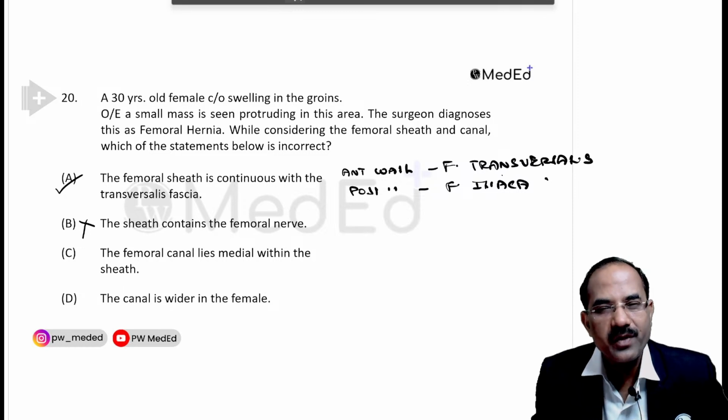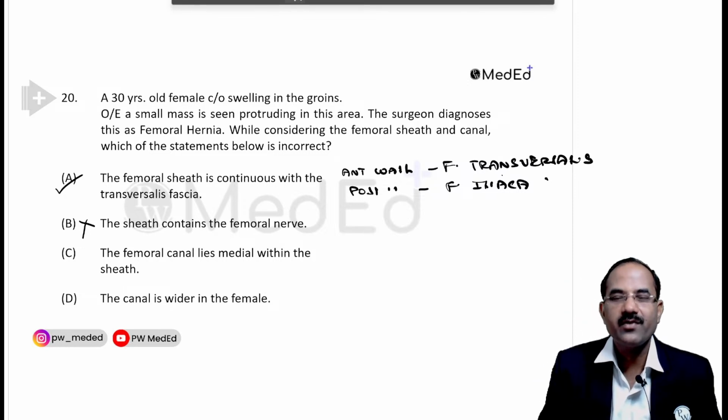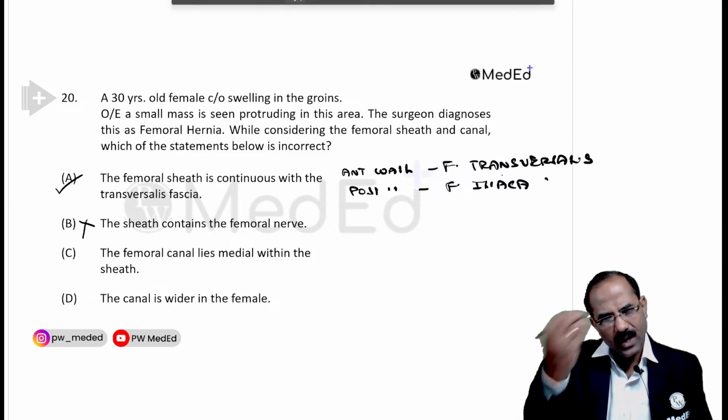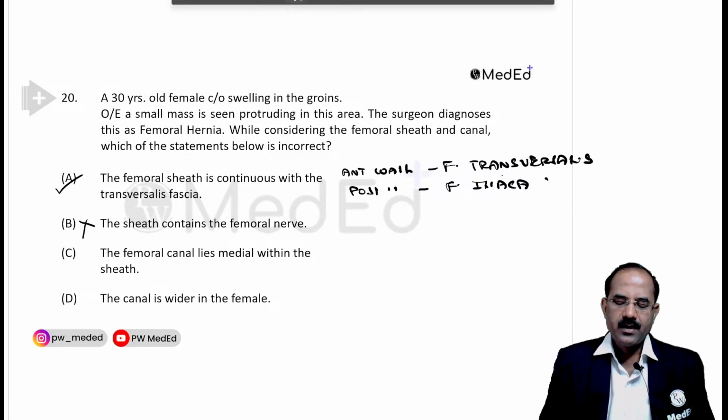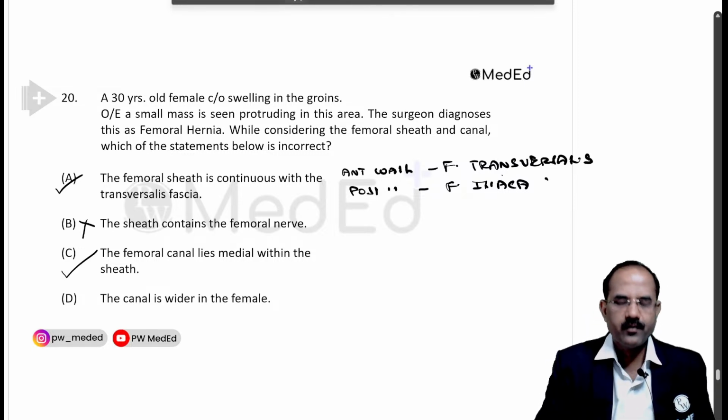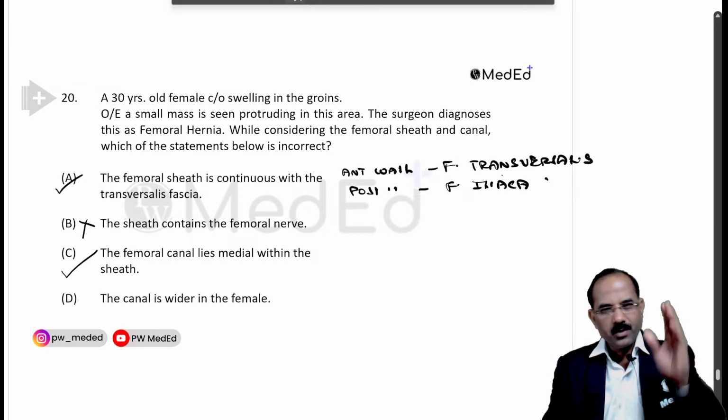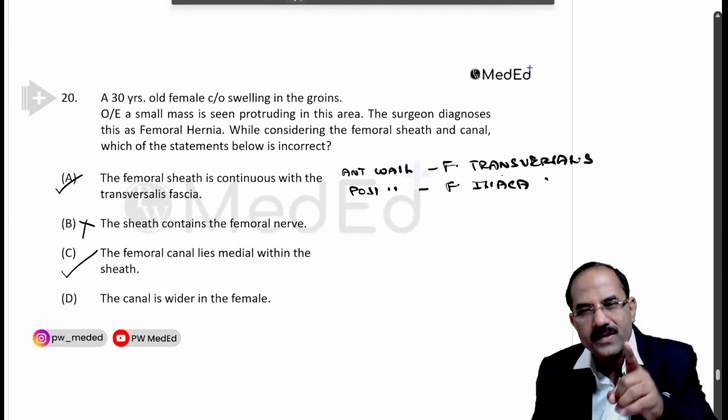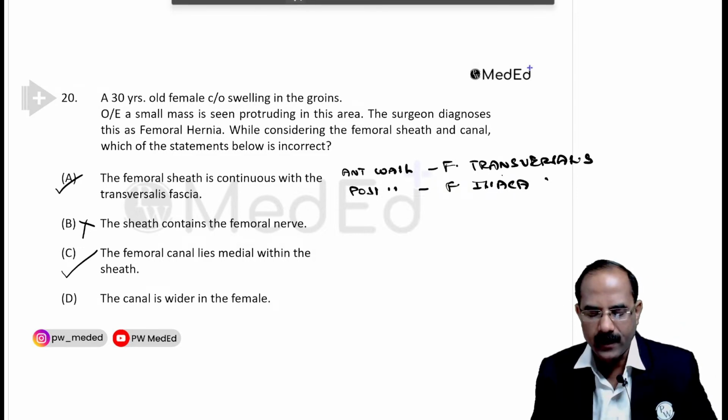What are the contents of femoral sheath? The femoral artery and the femoral vein. The nerve is outside the femoral sheath. The femoral canal lies medial within the femoral sheath. Clear? So, femoral artery, femoral vein, and the medial most compartment is the femoral canal.